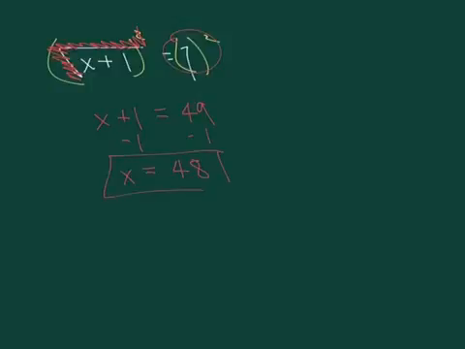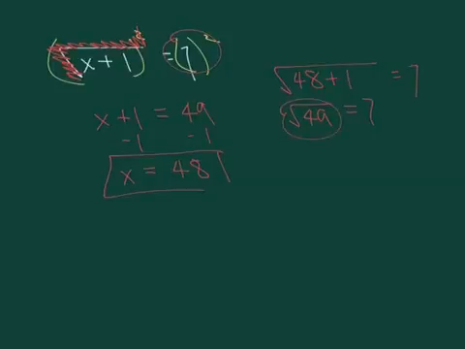Okay, so we solved for x, and we had to get rid of the radical sign. So let's check this. Let's plug 48 in for the original equation, and we get the square root of 49 equals 7. Is the square root of 49 7? Yes, it is, so therefore we're correct.